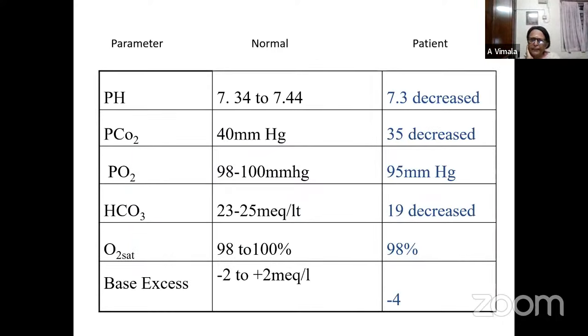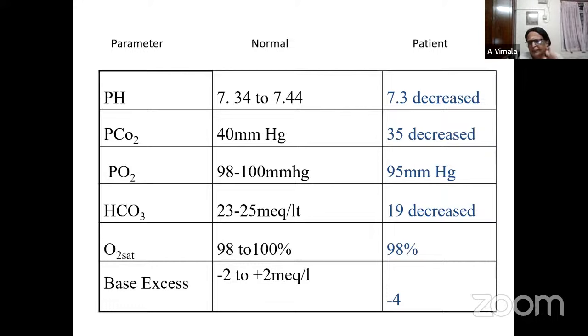So this is how it is. pH is 7.3, so it is decreased. As you correctly said, it is acidosis. PCO2, normal 40, is decreased to 35. So the bicarbonate, the PCO2 and the pH have all decreased. It is the same direction rule, so it is a primary metabolic process. PO2 is normal. Bicarbonate is 19 with a saturation of 98.